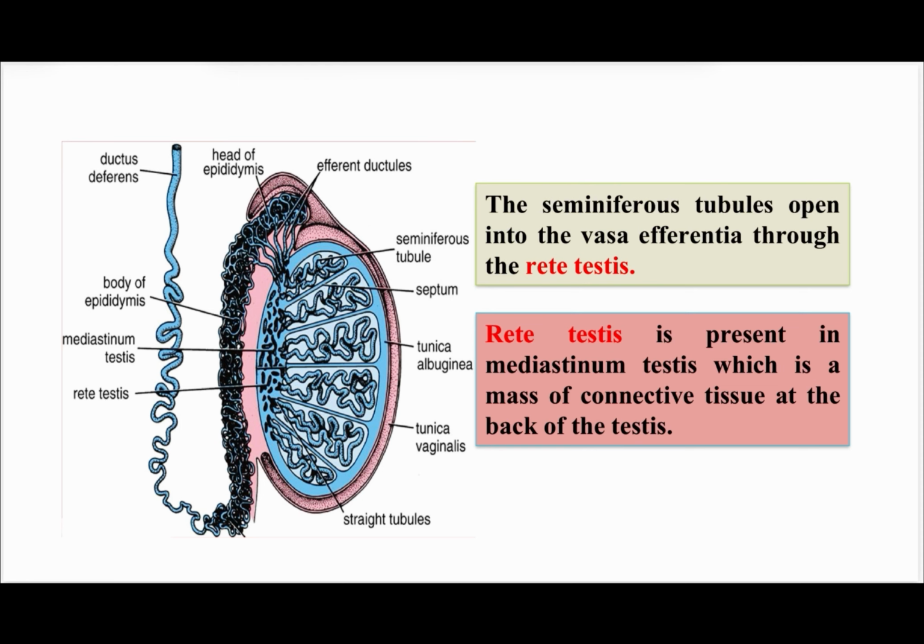Now, the seminiferous tubule, already you have learned what the seminiferous tubule is. See, this is the seminiferous tubule, a highly coiled structure, 2 to 3 in number. This seminiferous tubule opens into the Vasa Efferentia through the Rete Testis. This is the Rete Testis.